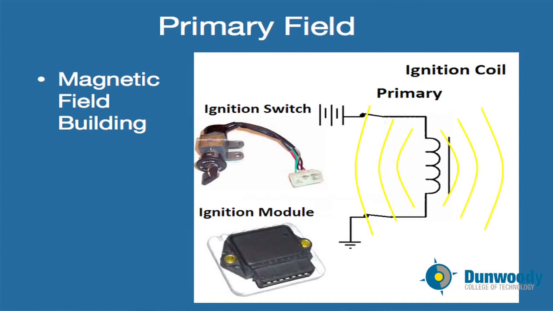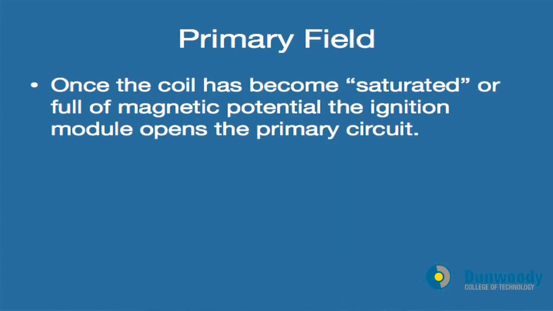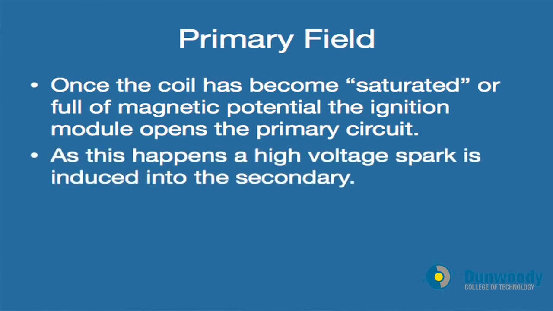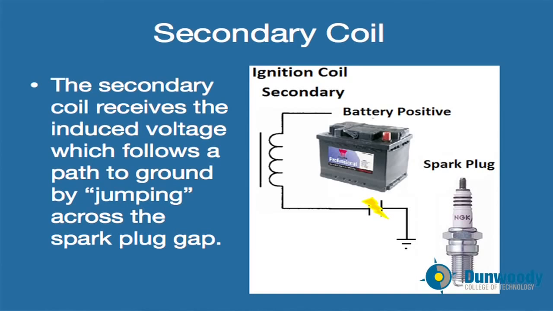Then once the coil becomes saturated or full of magnetic potential, the ignition module opens the primary circuit when instructed to. There's a larger process that goes through to have this happen, but as a basic overview, that's all that happens. We're going to explore why that process happens later. But as this happens, a high voltage spark is induced in the secondary when the field collapses. The secondary coil then receives the induced voltage, and that induced voltage is that 40,000 volts that we talked about.